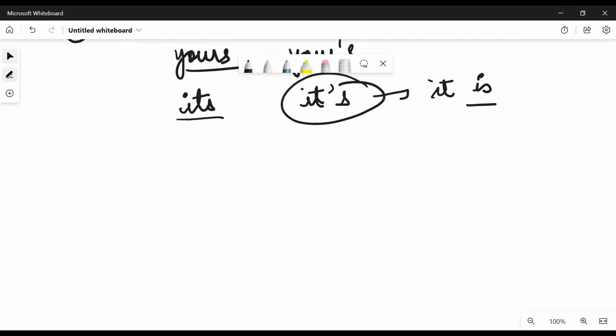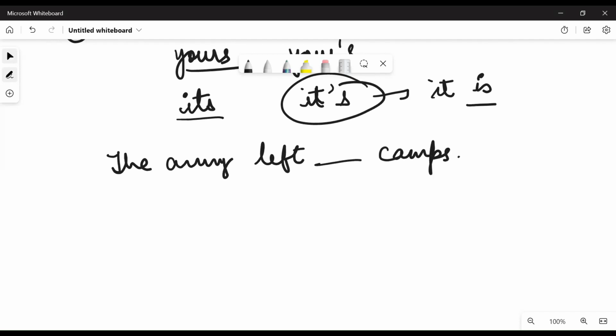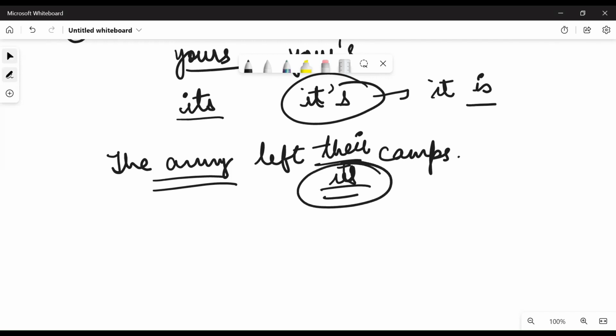Now, when a pronoun is used for a collective noun, it must be singular in number if the collective noun is used as a whole. And if it conveys the idea of separate individuals, then the pronoun can be plural. For example, अगर हम ये कहें the army left dash camps. So, the army left their camps means we are talking about the separate individuals who left their camps. But if we say the army left its camps, it means we are using army as a whole. Otherwise, we are talking about the separate members of the army.